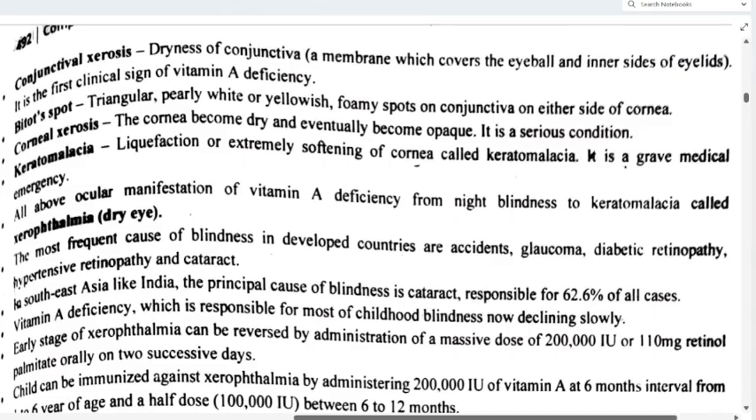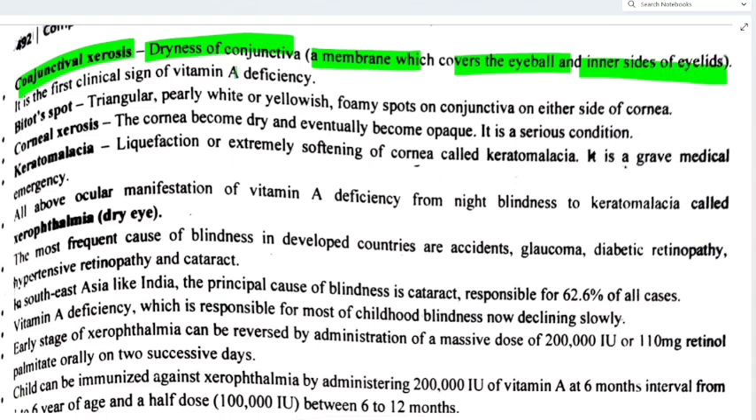Now next is conjunctival xerosis, that is dryness of the conjunctiva, a membrane which covers the eyeball and the inner side of the eyelids. It is the first clinical sign of vitamin A deficiency. So the first one was night blindness, the second is conjunctival xerosis.